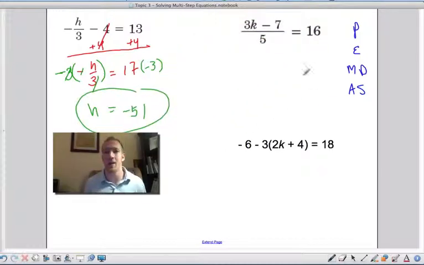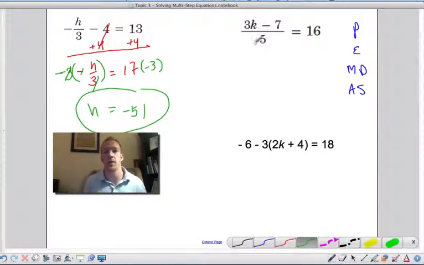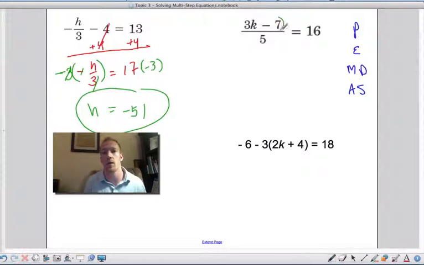Done. Alright, now here, you cannot add first. You can't just add a 7 because that 7 is being divided by 5. So that is definitely illegal, not allowed. So what you have to do in this case first, since this whole thing is being divided by a 5, you have to multiply both sides by 5 first to cancel that out. So remember this. 5 divided by 5 leaves me with just 3k minus 7. And then 16 times 5 is 80.